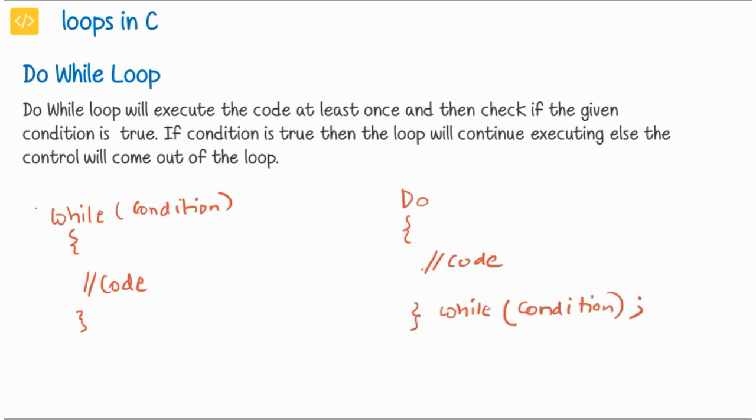Whereas in do while loop, the loop executes the code at least once and then checks if the condition is true. If the condition is true, then the loop will continue executing further, else the control will come out of the loop. So in case of do while, code will execute at least once. Initially, the code is executed and then we check for a condition. If the condition is true, the code is executed again, else execution stops and the control comes out of the loop.